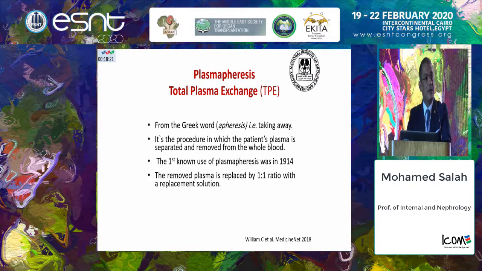Again, there were some historical trials of taking out blood, like cupping or venesection, or hijama in Arabic, and they all have the same concept: to take out the bad blood and get rid of it. The removal of plasma is replaced by a 1-to-1 ratio, usually with a replacement solution.